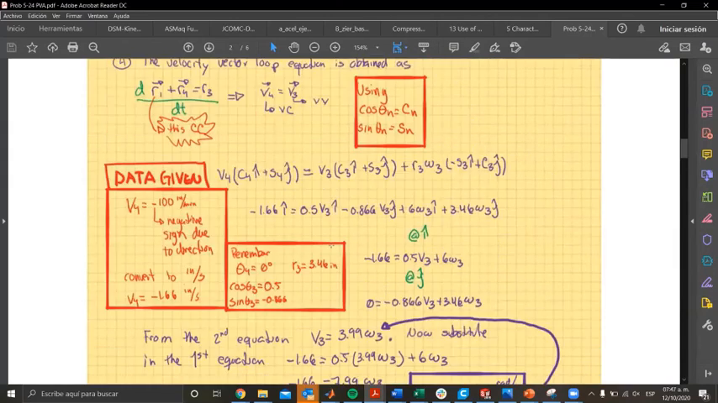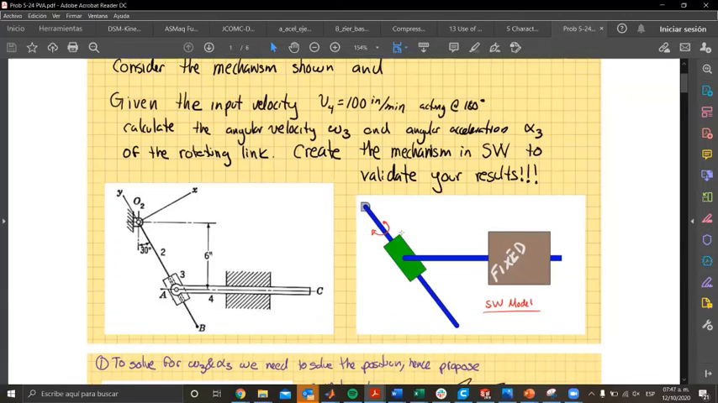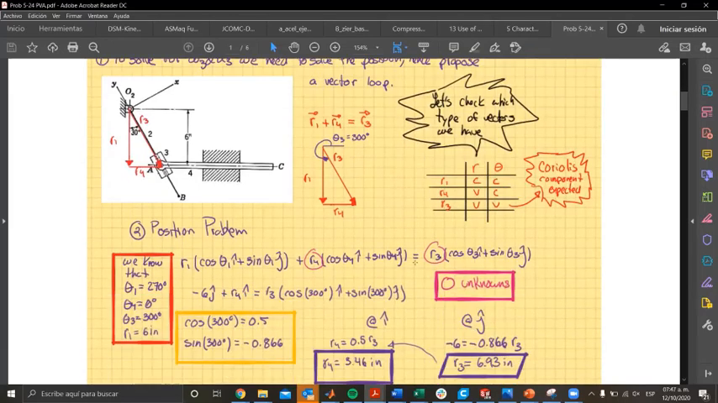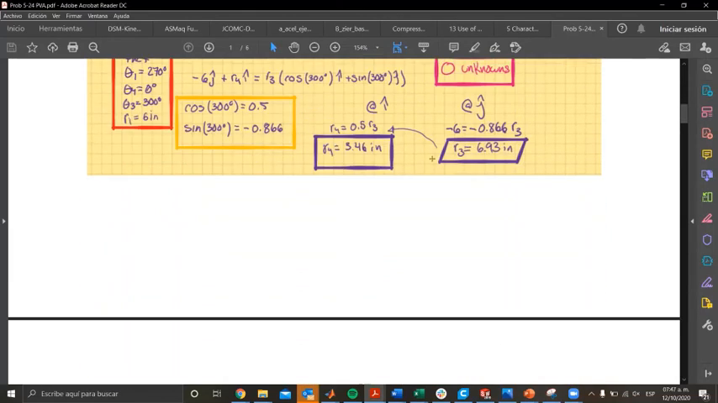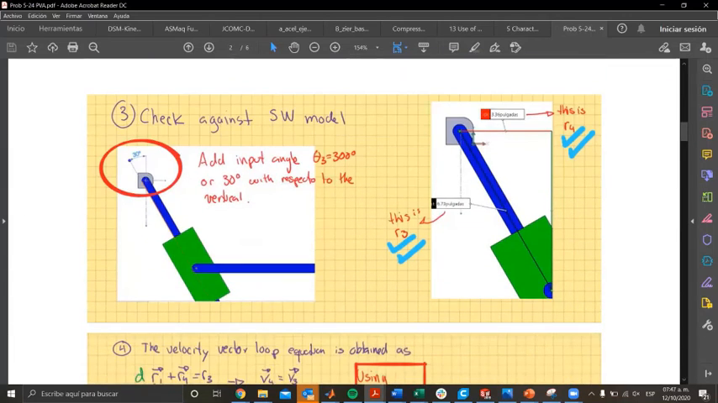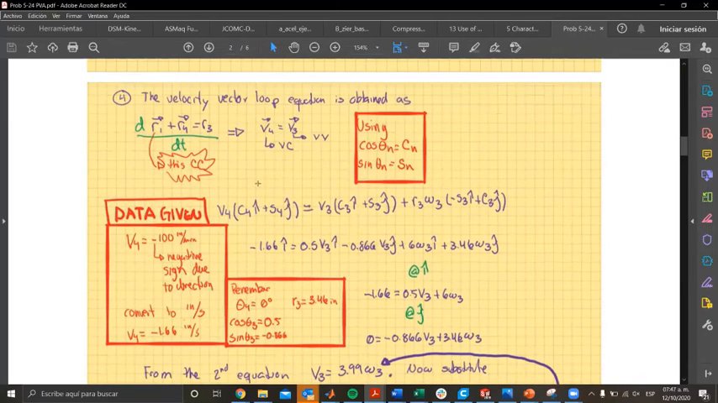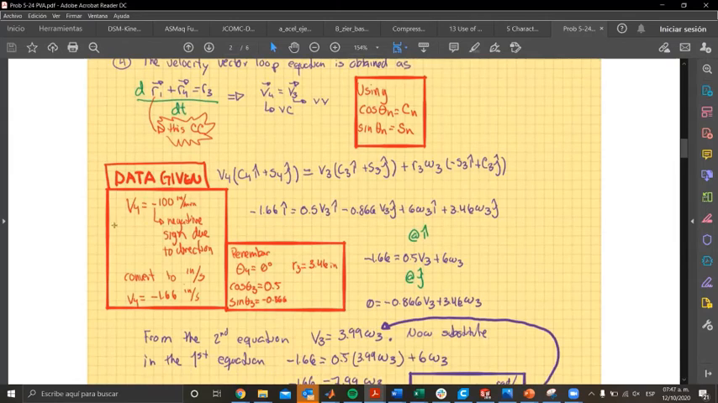So, ignoring the drama, this is the mechanism. This is the equivalent version in SolidWorks. All this is position; we did that a few weeks ago. Then the vector loop, the type of vectors we have, and the values you told me. We validate position also, and again, SolidWorks makes that easy. We solve for velocity. This is the data given, and we need to remember stuff from position.